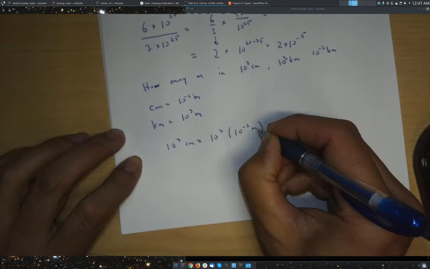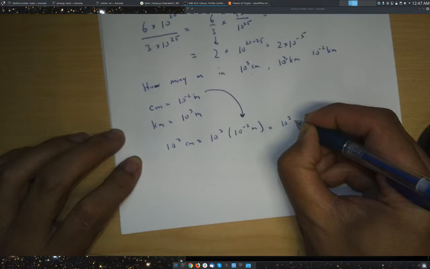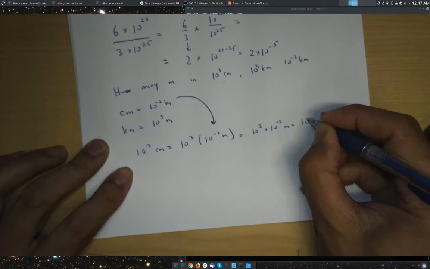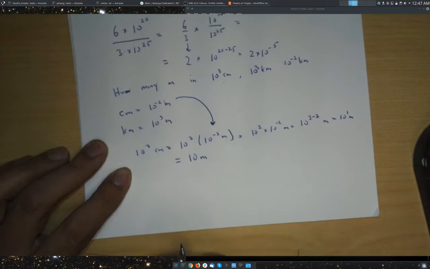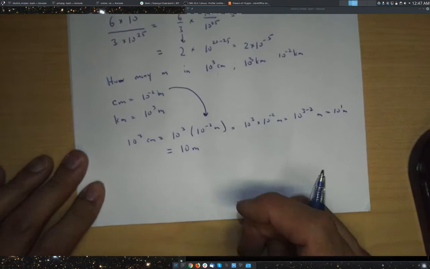So it's 10 to the 3 times 10 to the minus 2 meters, which is 10 to the 3 minus 2, so 10 to the 1 meters. This is simply equal to 10 meters. Pretty simple, okay? Either answer is acceptable.